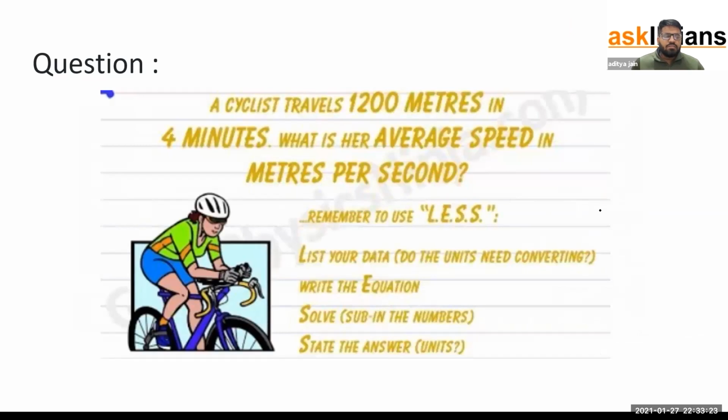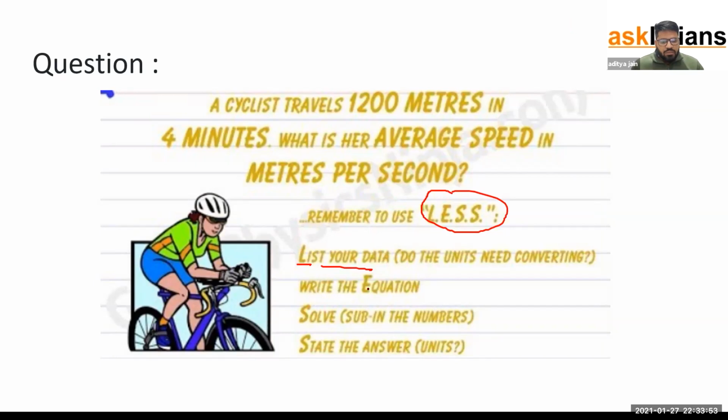A cyclist travels 1200 meters in 4 minutes. What is her average speed in meters per second? Whenever physics problems come, you have to remember this concept of LESS. L means list your data: whatever data is given to you, and does that data require any change of units? Because ultimately you have to solve the question in SI units.